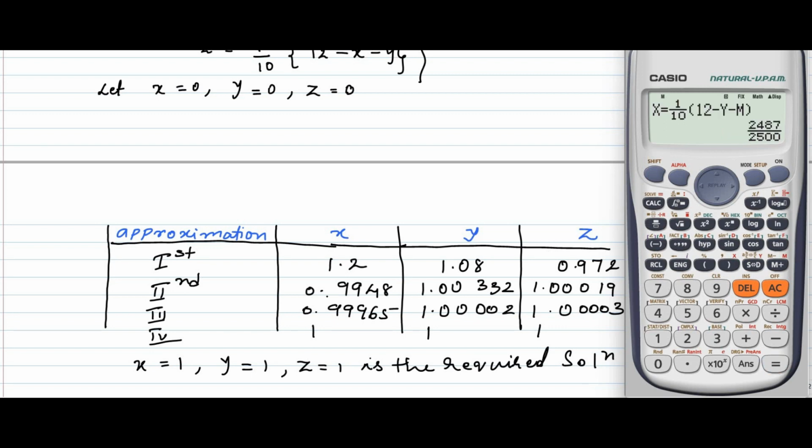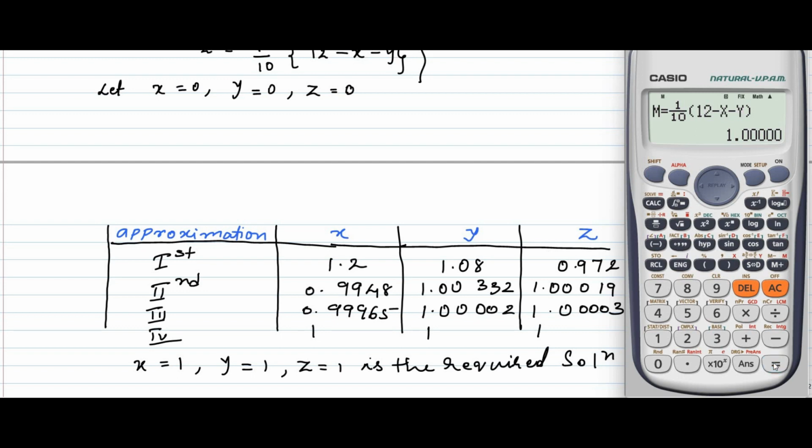If you press equal to, it will give the value of x2, the second approximation, that is 0.9948, which is already noted. Similarly y2, the second approximation of y, 1.00332. The value of z is 1.00019. Similarly, if you press equal to, it will give the next value of x, which has been noted for the third approximation, and you can see the third approximation of y and the value of z. Finally, you can go with the fourth approximation. Now the value of x displayed here is 1, the value of y, the value of z.